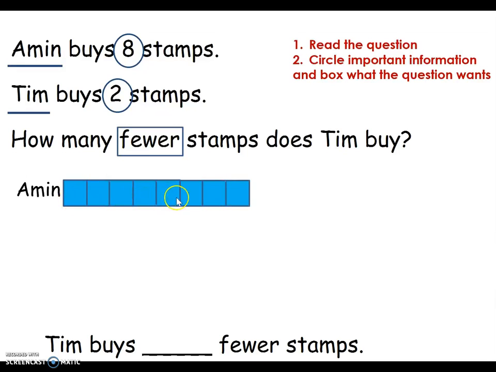1, 2, 3, 4, 5, 6, 7, 8. And Team has how many? 2. We know that this part is the fewer part. Team has this part that is fewer.